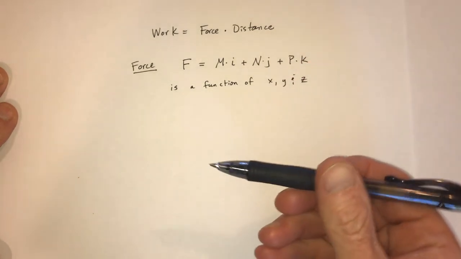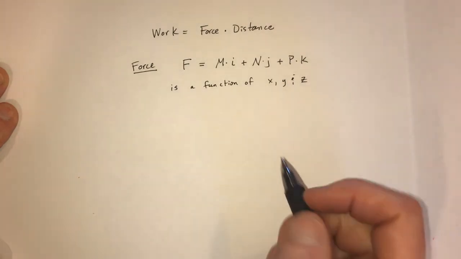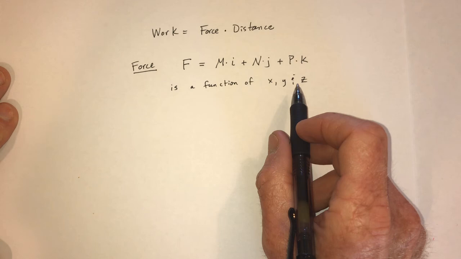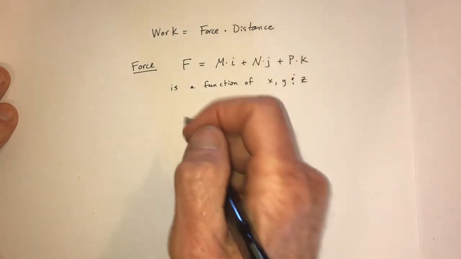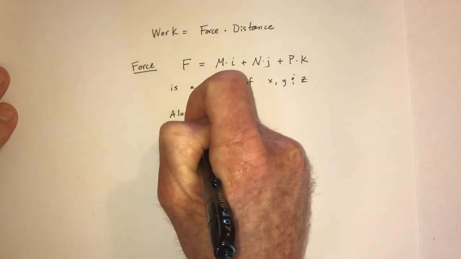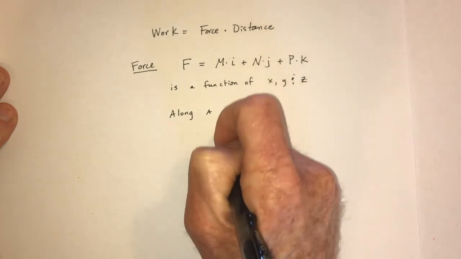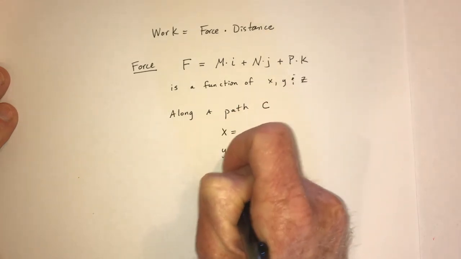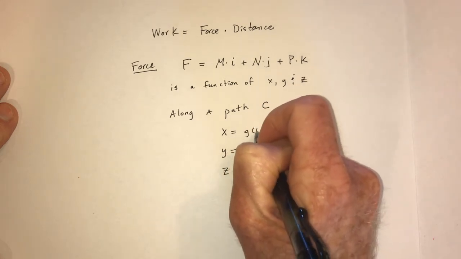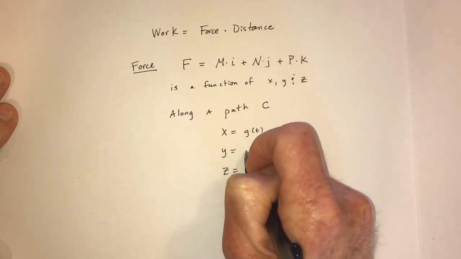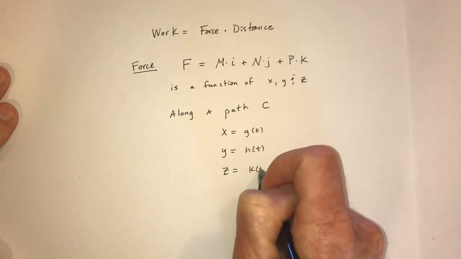It's like the pen. It's in 3 dimensions, so it's got an X, a Y, and a Z. Now that's going to be the force, and then you need to take it along some path. So let's say you go along a path C, which is defined by, and then this also has to be in 3 dimensions. So X is going to be G of T, and Y is going to be H of T, and Z is going to be K of T.